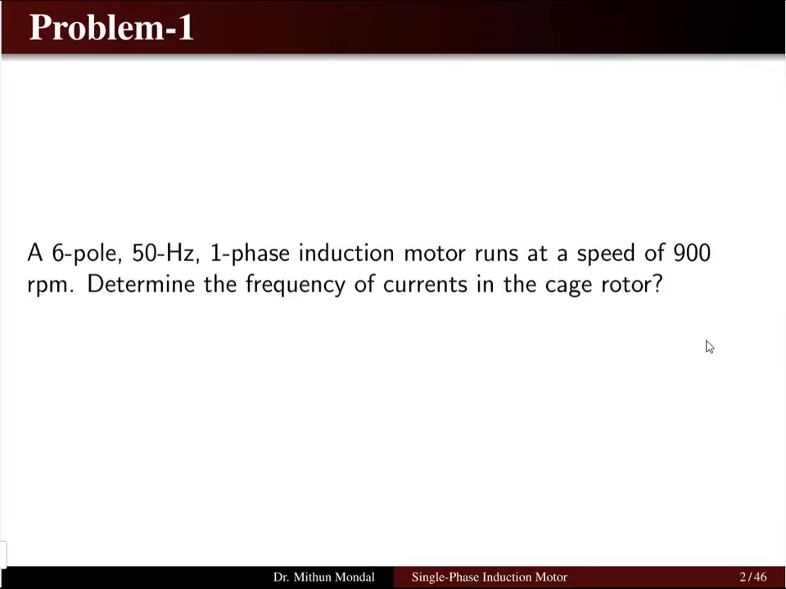Problem number 1, where there is a single-phase induction motor which is of 6-pole 50 Hz rating. The machine is running at a speed of 900 RPM. We have to determine the frequency of the current in the cage rotor. So the construction of the rotor is basically the squirrel cage induction motor, and this is single phase. 3-phase we have already covered. So let us see how to solve the single phase induction motor problem here where the speed is 900 RPM. What is the frequency of the current?